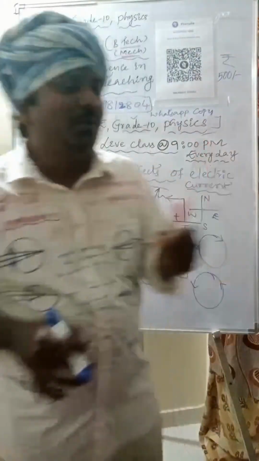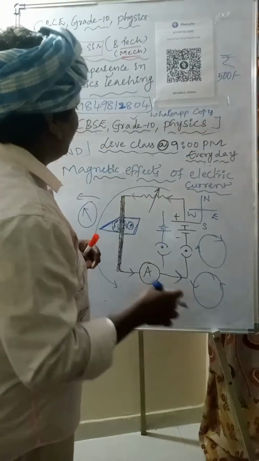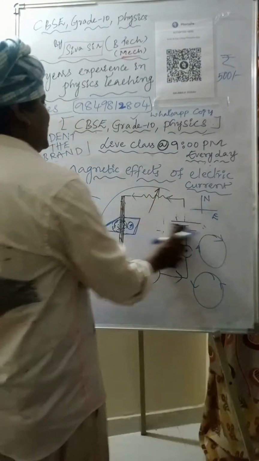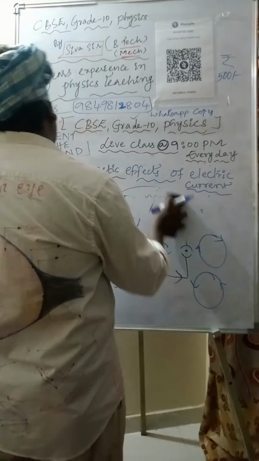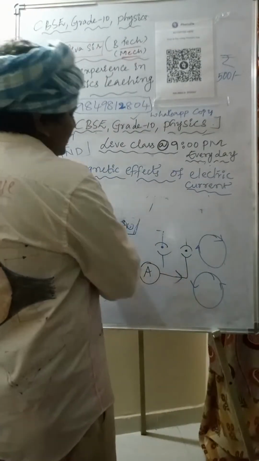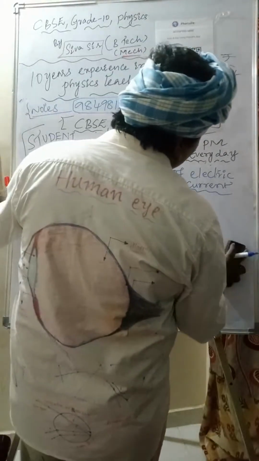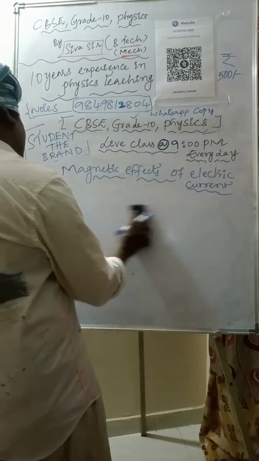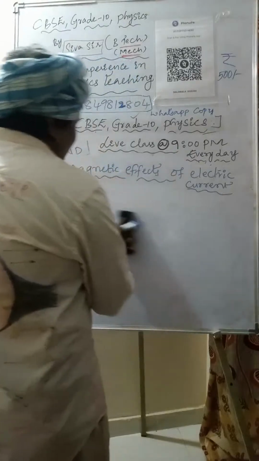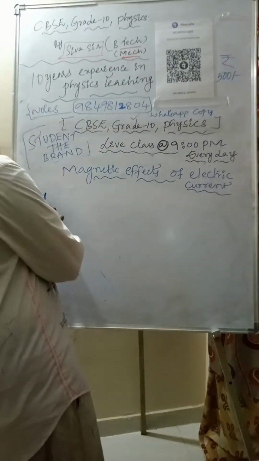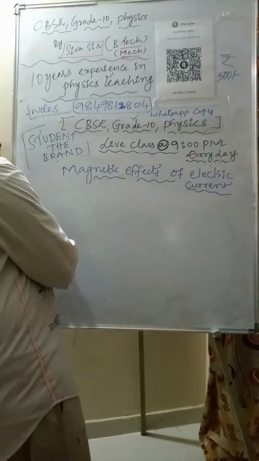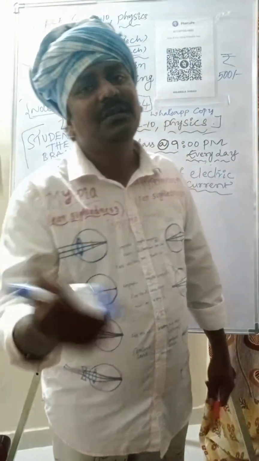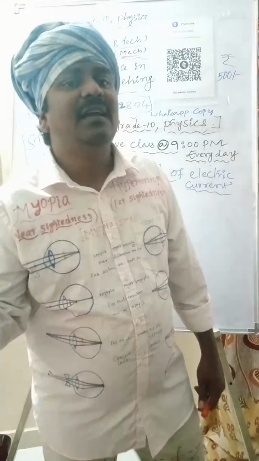Now I'm going to the next topic, magnetic effects of electric current. This is about a straight conductor. Now by using the right hand thumb rule.